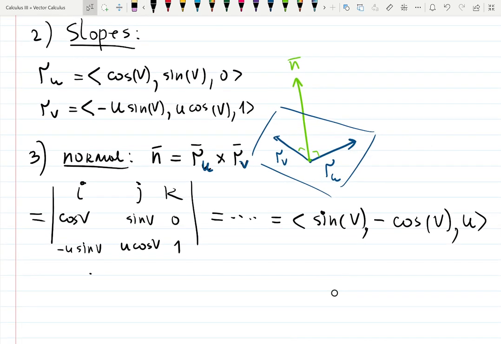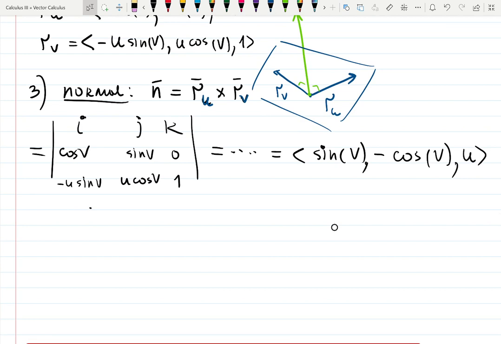So this is the vector, which is n. This is a vector sticking away from the tangent plane, perpendicular to the tangent plane. Finally, you build the integral. Step 4.